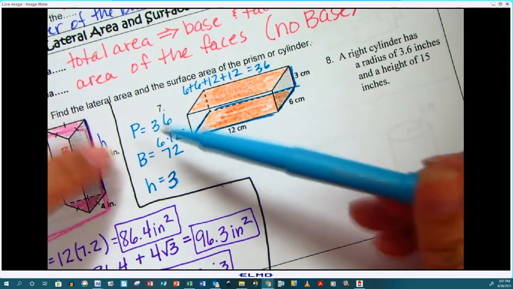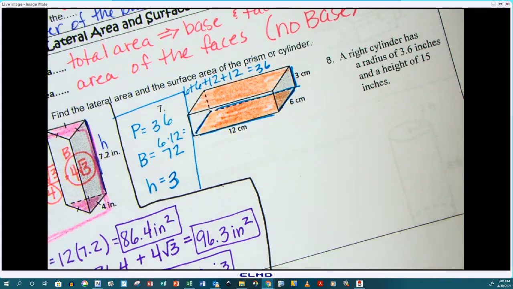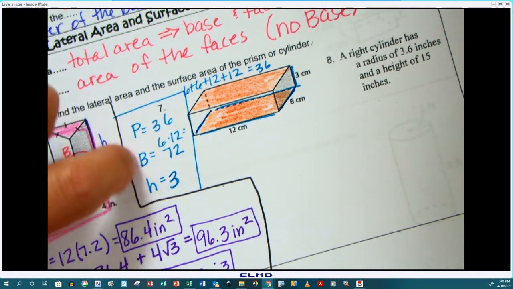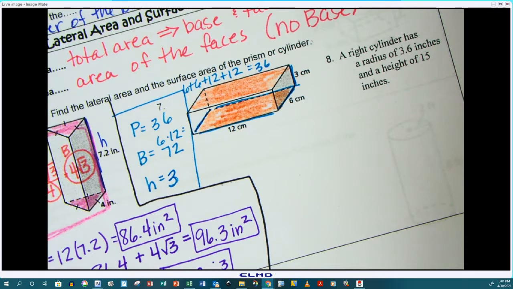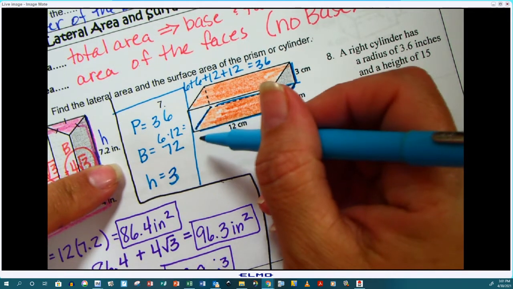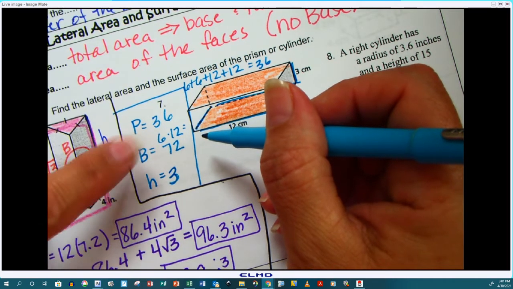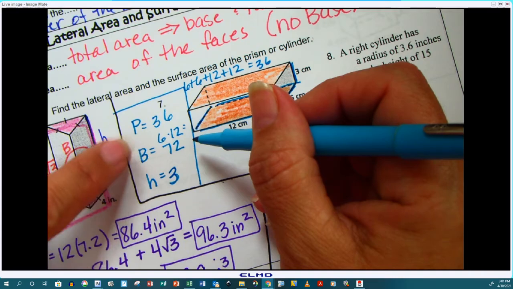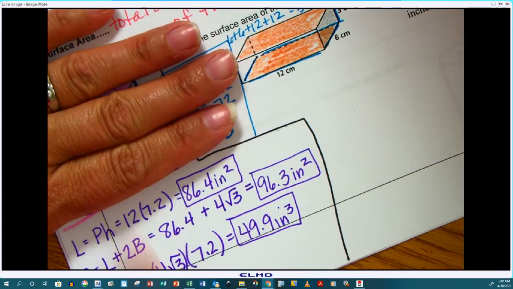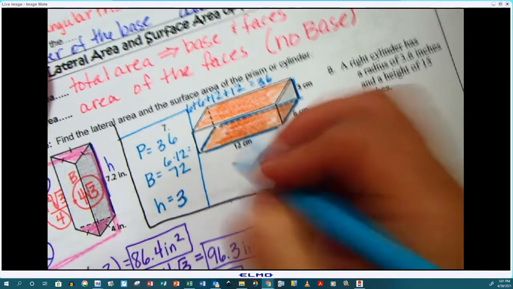Guys, I'm telling you, if you will get the P, the B, and the H, the rest is a cakewalk. This is going to be the hardest part. This little box is chapter 11. If you can't do chapter 11, you can't do chapter 12. Got it? All right, so here we go.